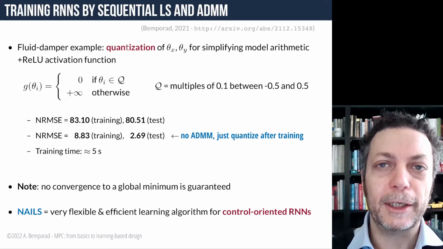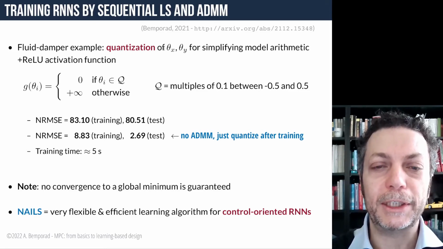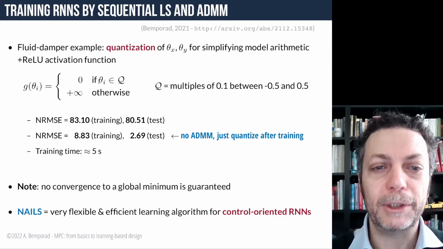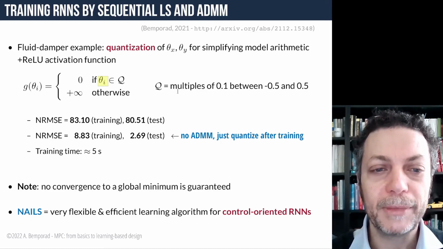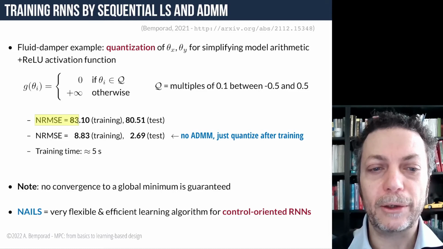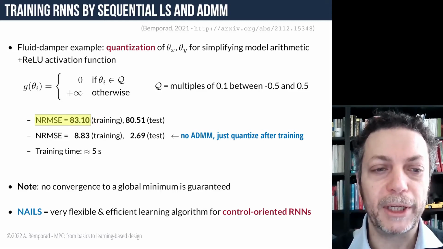And this is another application of the same approach where now the G function is a quantization function. So this is a non-convex loss. The function is 0 if the coefficient theta i belongs to a set Q. For example, I've taken here multiples of 0.1 between minus 0.5 and 0.5: minus 0.5, minus 0.4, and so on. Otherwise, it's plus infinity. So if you plug in this loss term in the ADMM iterations, you end up with a model that, of course, has a lower score in terms of normalized root mean square error.